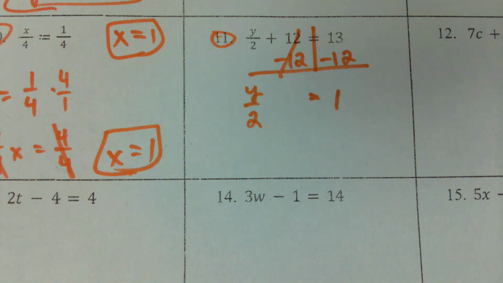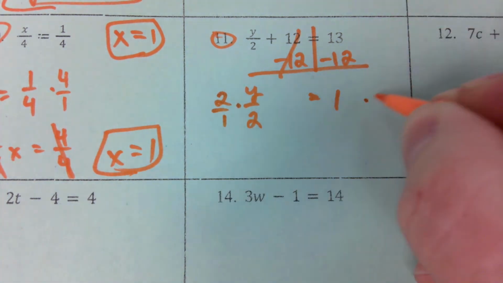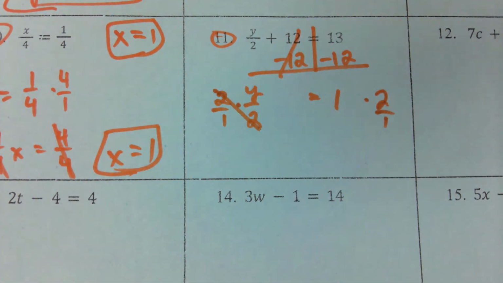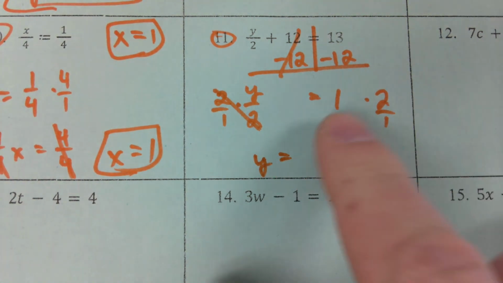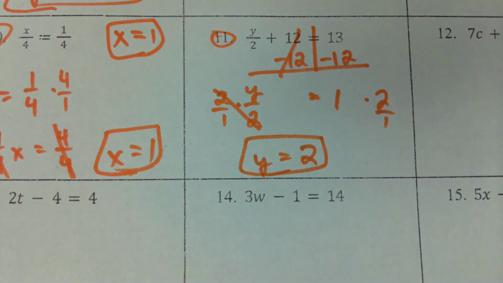Again, this is one that we can see at this point. Hey, we know our answer is going to be 2 here because 2 over 2 would equal 1. Or we could multiply both sides by 2 over 1, like we learned yesterday, to cancel out. And we're left with y equals 1 times 2, which is just 2. Questions on number 11?